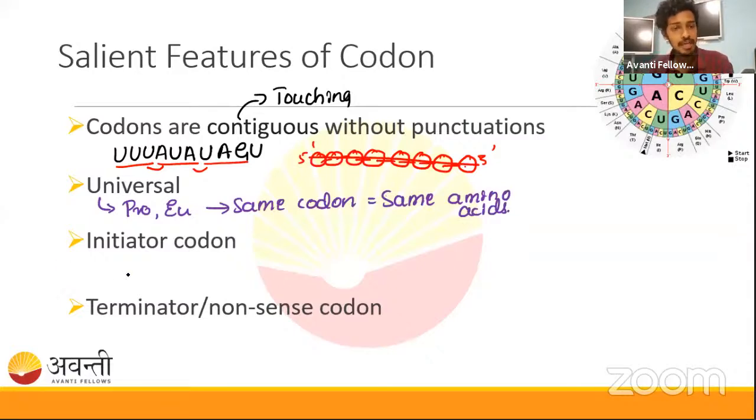Okay, next one, there is an initiator codon. For translation to happen, there should be an initiator codon. That initiator codon is AUG. Remember, AUG is always the initiator codon, which codes for the amino acid methionine.